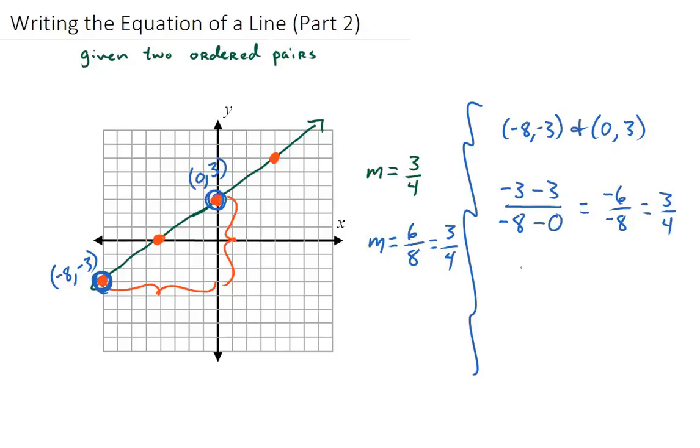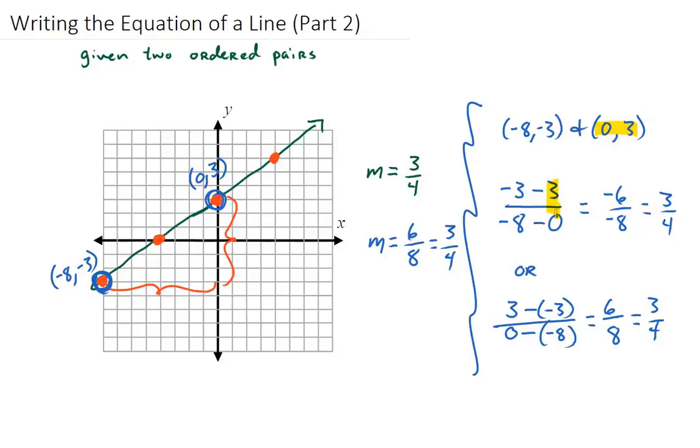And I do want to emphasize that you could do it in the other order. I could take the 0 minus the negative 8 for my x's and the 3 minus the negative 3 for my change in my y's. Now doing the math on that gives me an 8 for my x's and a 6 for my y's, which again reduces to 3/4. So it doesn't matter which x value you put first and which y value you put first. But what does matter, if you notice both times, I have an ordered pair of 0, 3.